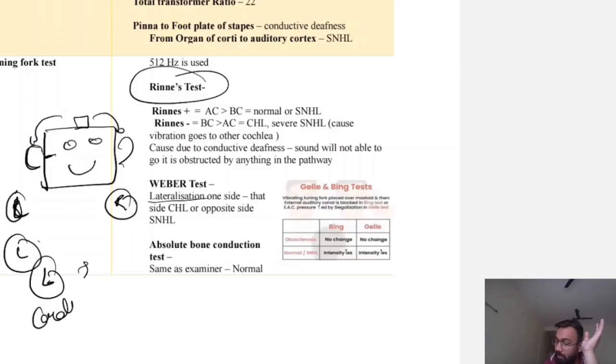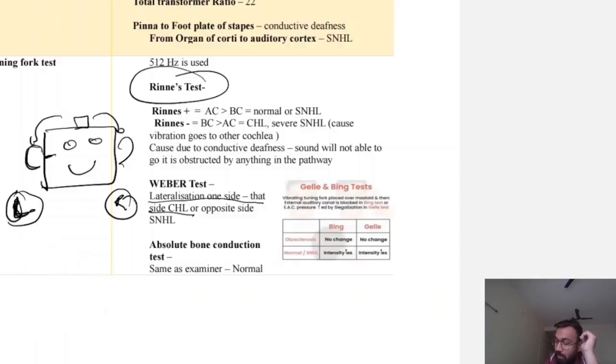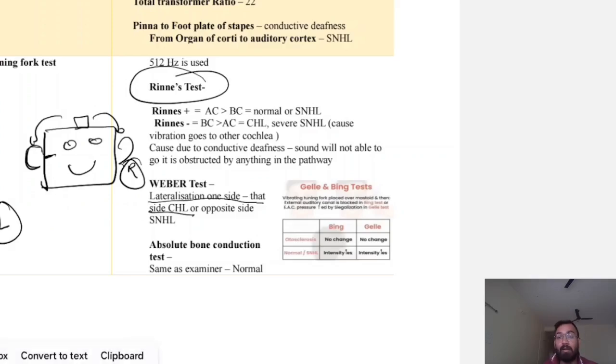So in the Weber test, it lateralizes to the side that has the conductive deafness. If there is a conductive deafness on the left side, the vibrating tuning fork lateralizes to the left side. Let's assume there is a conductive deafness on the right side, the tuning fork will lateralize to the right side. Now let's assume there is a sensorineural deafness on the left side, so the tuning fork will lateralize to the opposite side. So in case of sensorineural hearing loss, it lateralizes to the opposite side. In case of conductive deafness, it lateralizes to the same side.